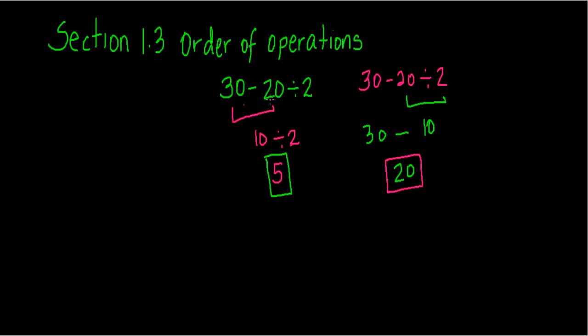It's used to evaluate these kinds of expressions. They have more than one operation. And these rules were agreed on because that way we get the same answer. And these are the rules, or this is the order in which we should do these operations. The first one is parentheses. Whenever we have an expression with parentheses in them, we do those first. The second step we look for is exponents. If there are exponents in the expression, we do those second, after the parentheses.